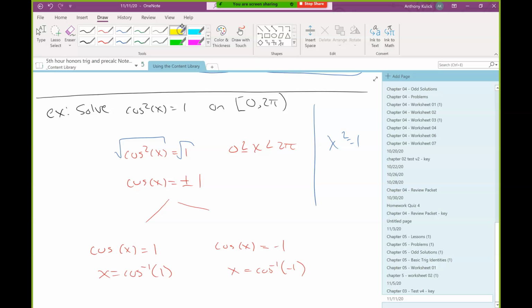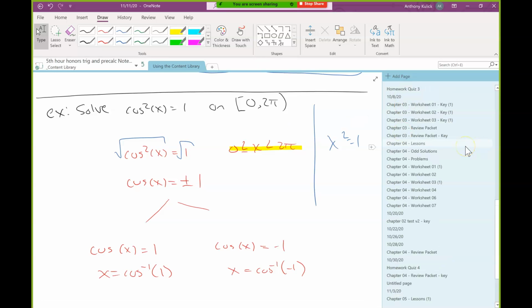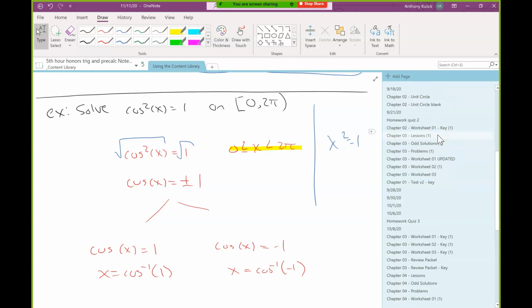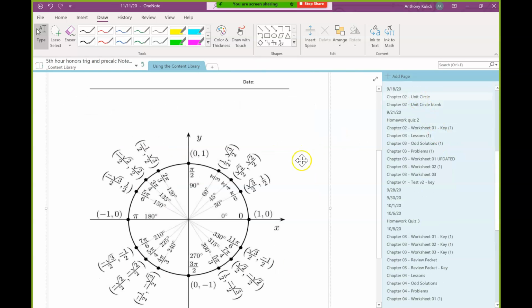And now I can look anywhere on my unit circle for the places where cosine is equal to 1. So that's going to be where the x coordinate is equal to 1. So if I look at my unit circle, here at 0 degrees or 0 radians, and it doesn't happen again until I get to 2 pi radians, but that's not inside of the interval that I'm solving for, so I just have 0 for my answer there.